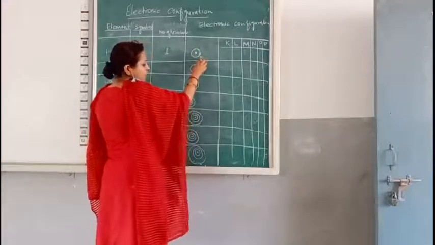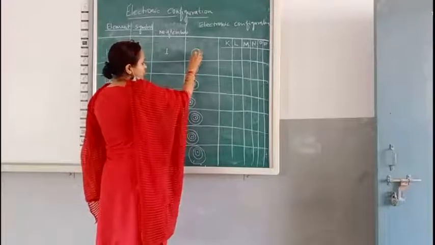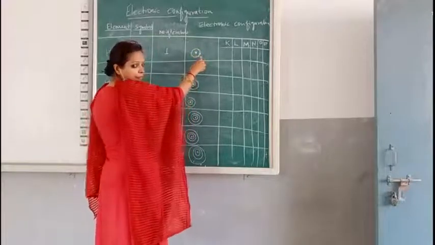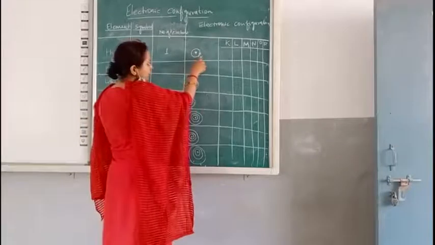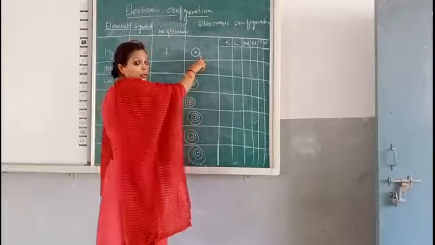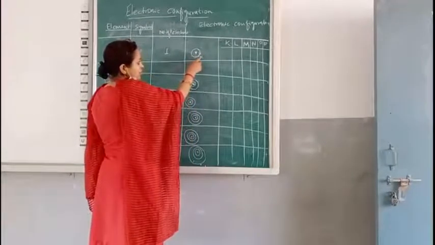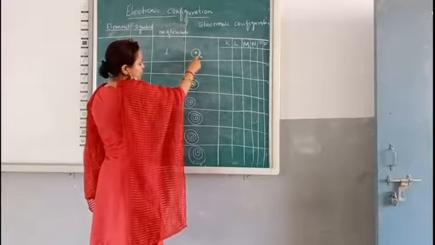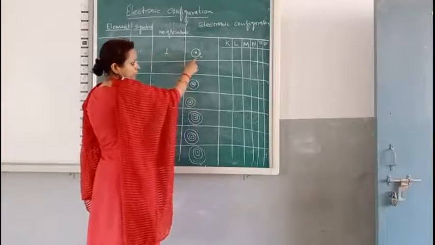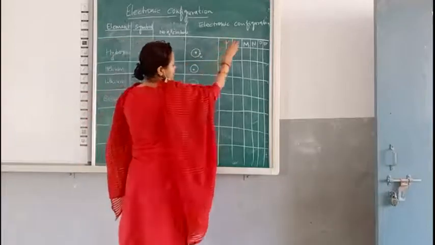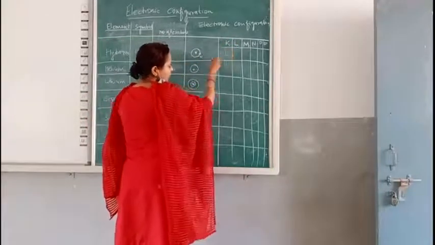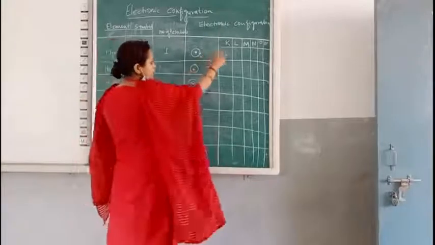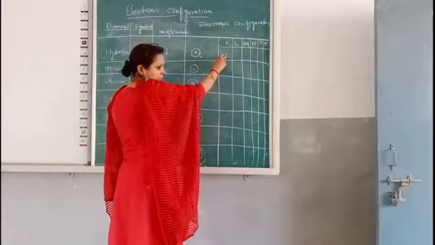which is the first shell of an atom. It is the shell with the lowest energy, closest to the nucleus. So first, in the K shell, one electron of hydrogen will be filled. So you can write the electronic configuration as 1. In the K shell there is one electron which is filled.